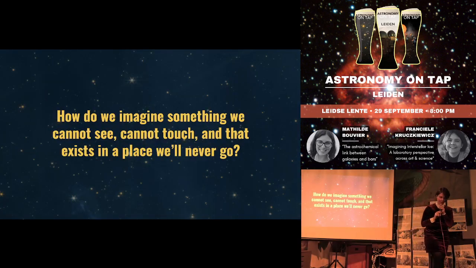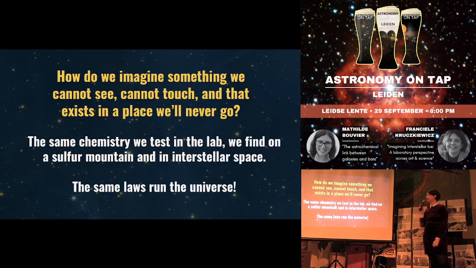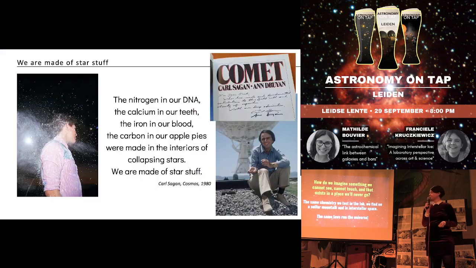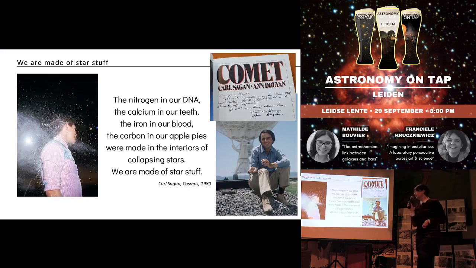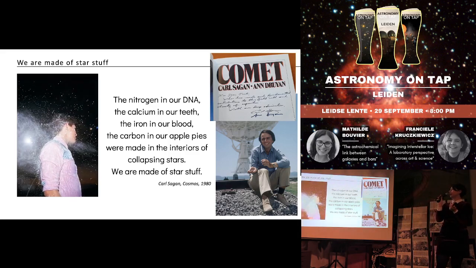So this brings me again to this question of how we imagine interstellar ices. I just want to make the connection that the same chemistry we test in the lab is also the chemistry that we find in a sulfur mountain or in interstellar space. So the same laws of physics and chemistry run the universe. I know probably many of you are familiar with this phrase of Carl Sagan, that the nitrogen in our DNA, the calcium in our teeth, the iron in our blood, the carbon in our apple pies, all these atoms were made in the interiors of collapsing stars, so we are all made of the same stuff.